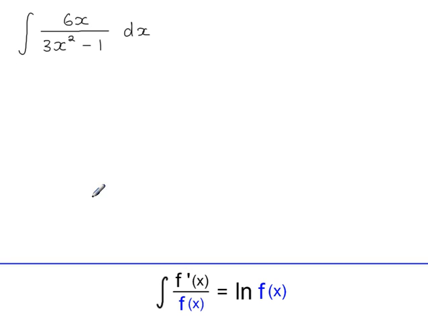In this example, the numerator is the derivative of the denominator, so we can use this result to give us ln, and f of x is the denominator, so ln 3x squared minus 1 plus c.